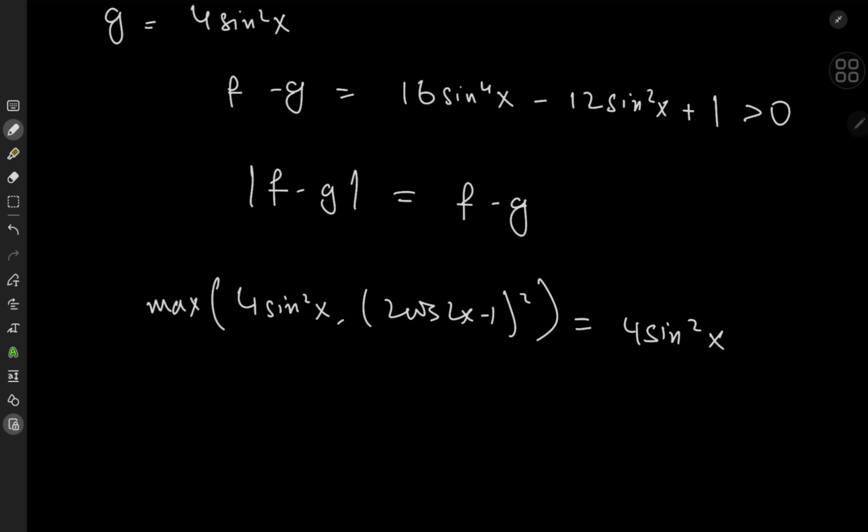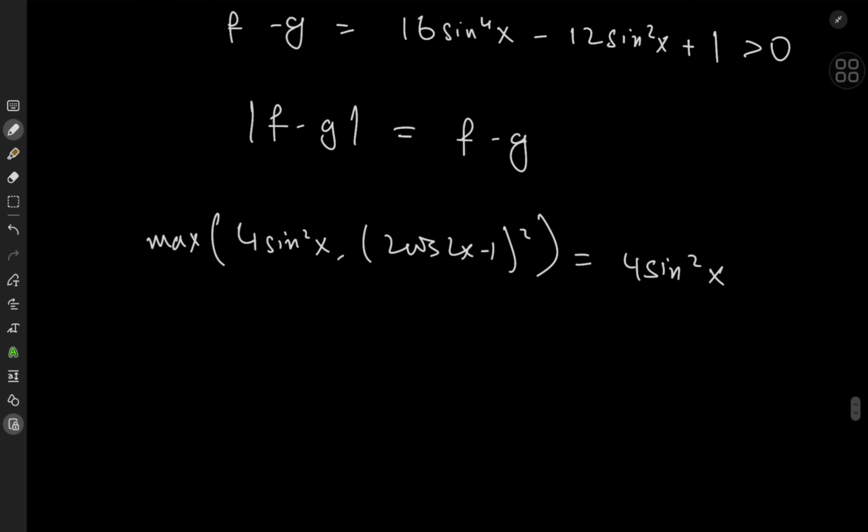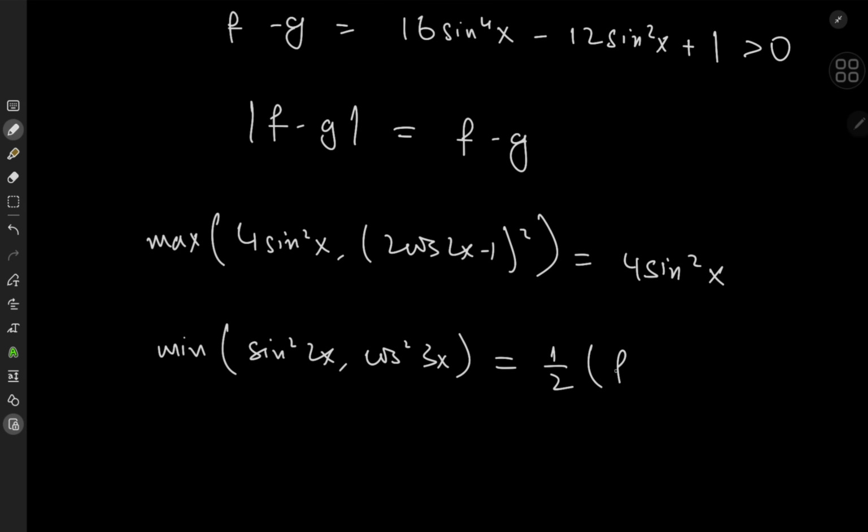Okay, cool. And a similar exercise for the minimum term, which of course involves sine of 2x and cosine 3x. So quite a bit of trigonometric and algebraic expansion, but we will find that in that case the f minus g term is negative. So for the minimum of sine square 2x and cosine square 3x, this thing equals 1/2 of f plus g minus f minus g.